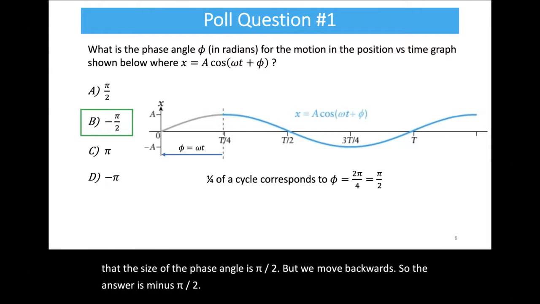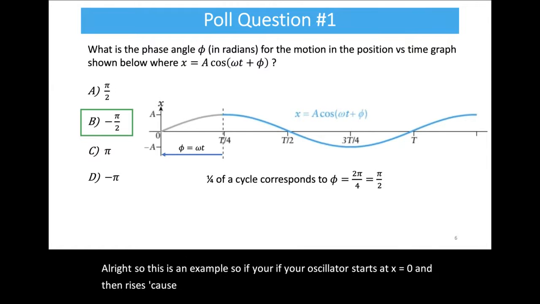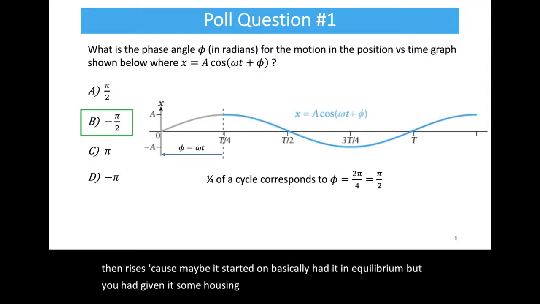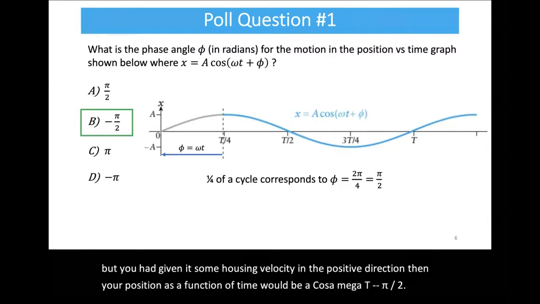All right. So this is an example. If your oscillator starts at x equals 0 and then rises, because maybe you had it in equilibrium, but you had given it somehow some velocity in the positive direction, then your position as a function of time would be A cos omega t minus pi over 2. Okay, that's what your function would look like.